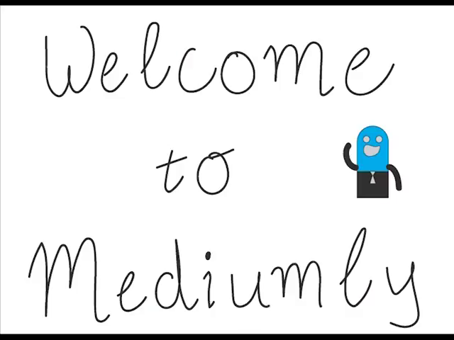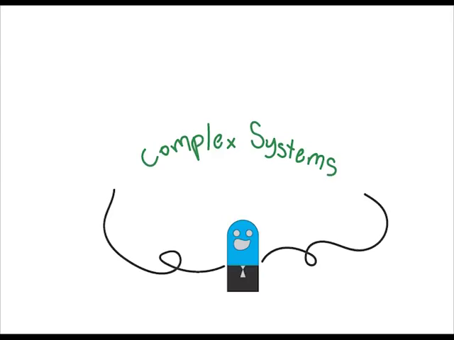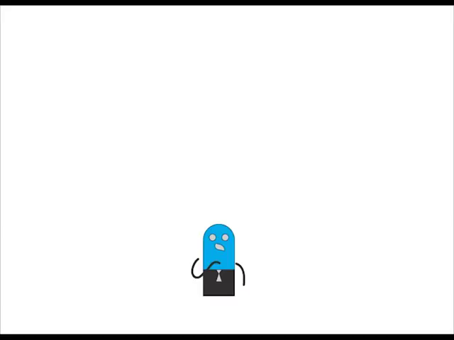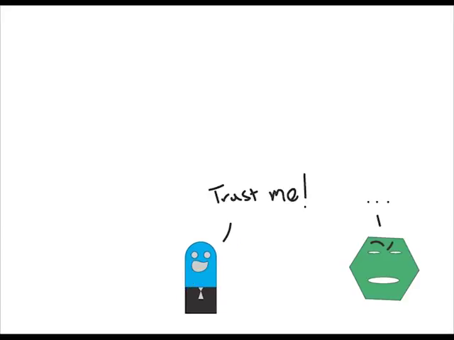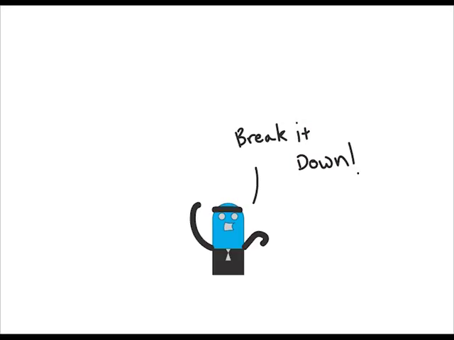Here at Mediumly, many of the systems we are interested in are known as complex systems. Complex systems are hard to define, and there is no exhaustive definition of what it means for a system to be complex. However, it isn't very satisfying for you if I say, trust me, you'll know them when you see them. So let's try and break down what I'm talking about.